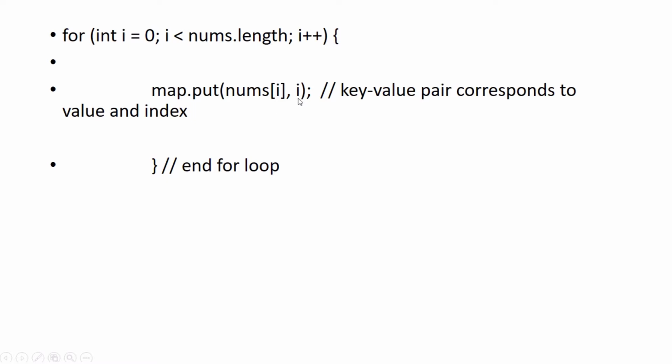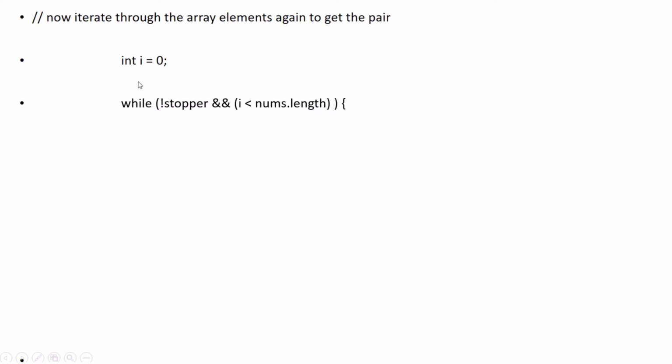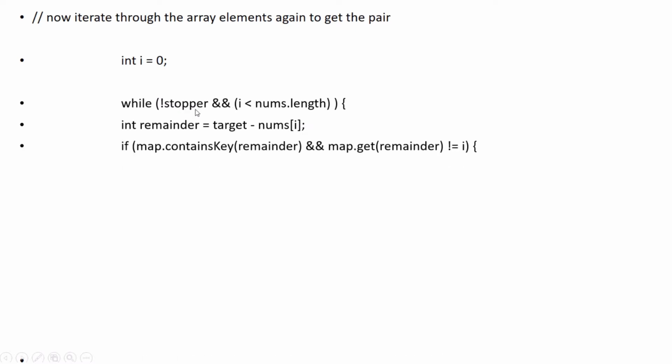And we are making the value of our hash map be the index of our array. So we create our key-value pairs corresponding to the value and the index. And now we move on. We declare a counter i equals 0 while we are yet to reach a solution stopper. Then we iterate again through the array nums. Then we get the first element of the array, which is i equals 0.